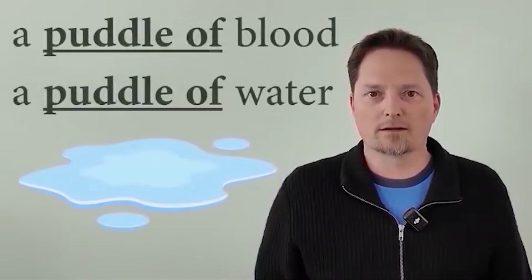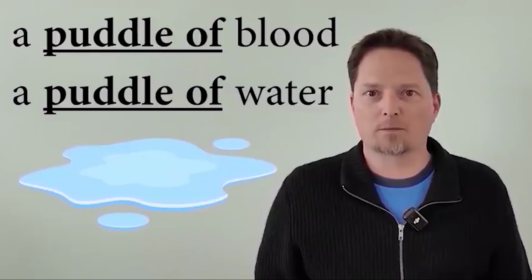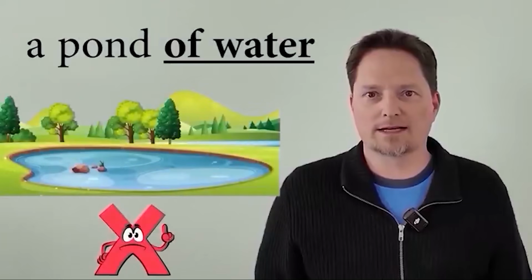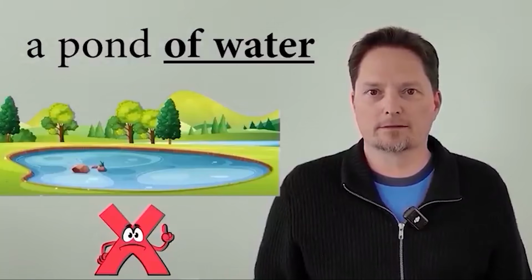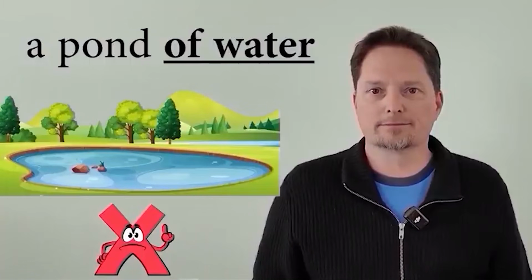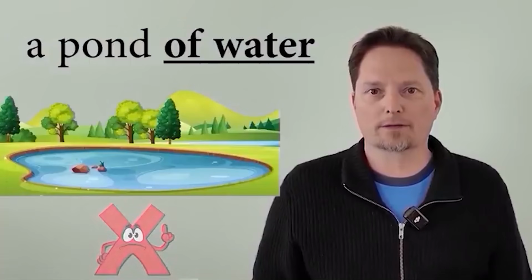What about puddle? Okay, you can say a puddle of water because maybe it's not water. Maybe it's a puddle of blood or something else. Okay, that's possible, but not a pond. A pond is always water. So don't say it's a pond of water. That sounds crazy. It's a pond. So what is a pond? A pond is a small lake. This is a pond. There's a pond at the park.